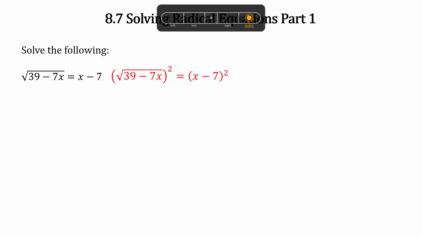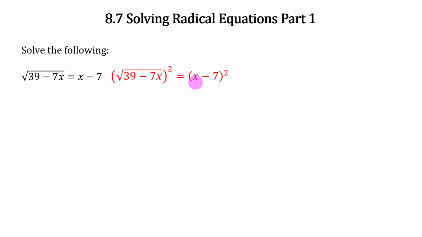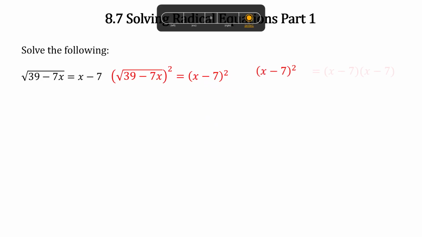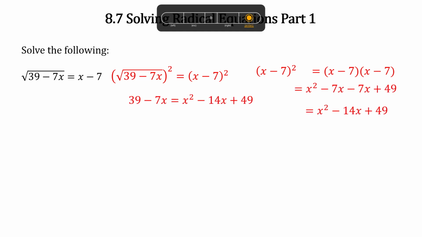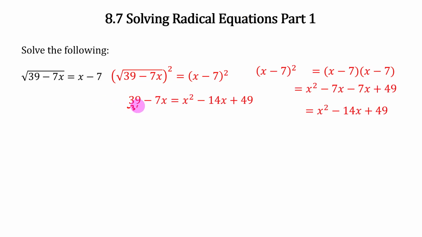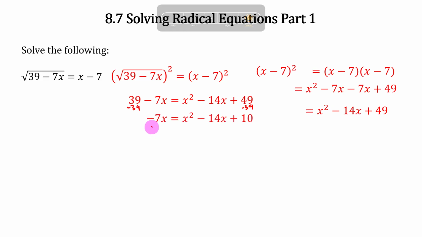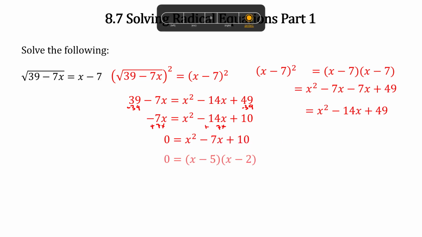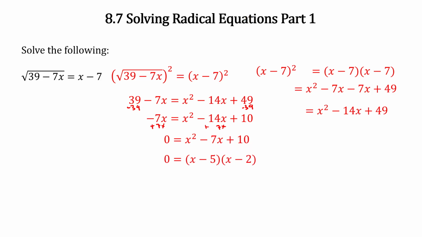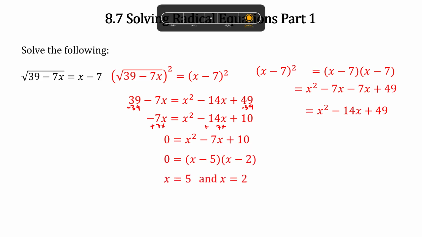Okay, we square both sides. Hopefully you can figure this out by now. X squared minus 14x plus 49. So now I'm going to subtract 39. I'm going to add 7x. What multiplies to 10 and adds to negative 7 is negative 5 and negative 2. So my solutions are positive 5 and positive 2.